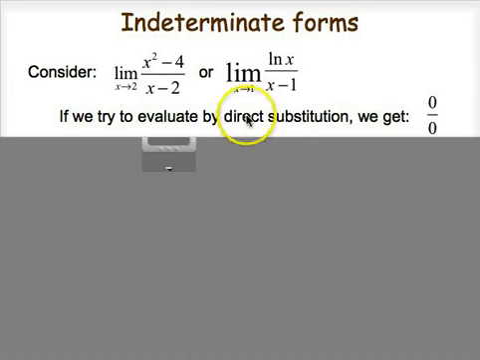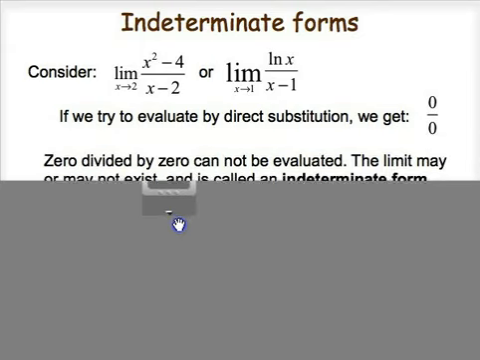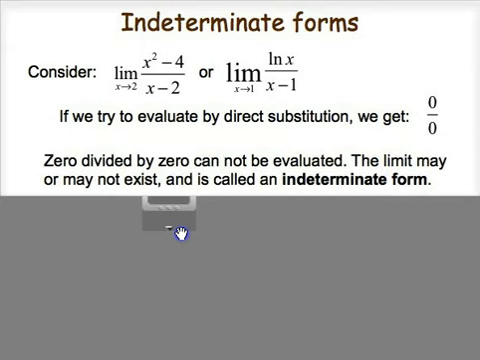So on these top two examples here, if we try and evaluate just by sticking those numbers into the function, we're going to get 0 divided by 0. Well, we all know you cannot divide by 0. So dividing by 0 cannot be evaluated. So the limit may or may not exist. We don't know. So this is what we call an indeterminate form.